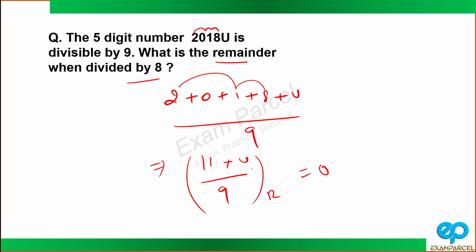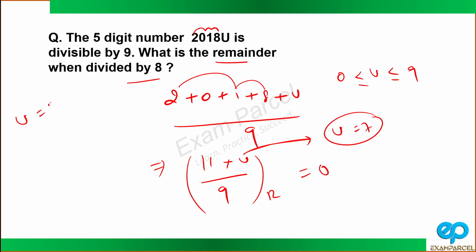Now what will be the value of U? Remember, U is a digit, not a number. So U will range from 0 to 9. If you put 0, no. So you can put U as 7, and only for that will it be divisible by 9. 9 into 2 is 18, so 11 plus 7 is 18. So the value of U is 7.